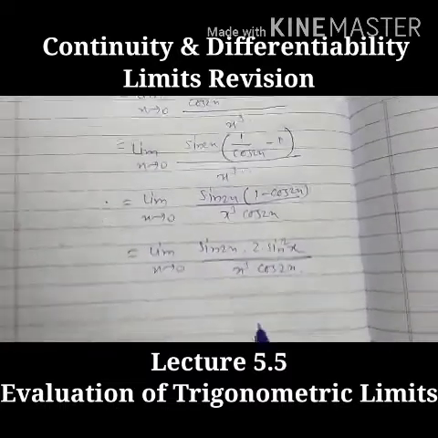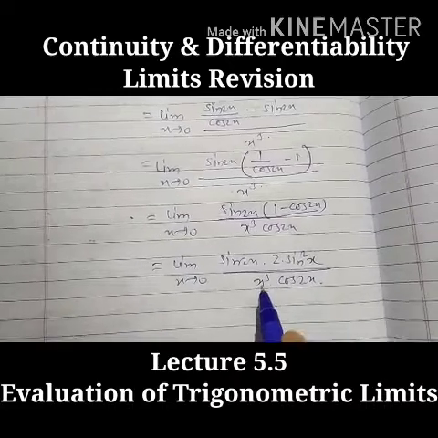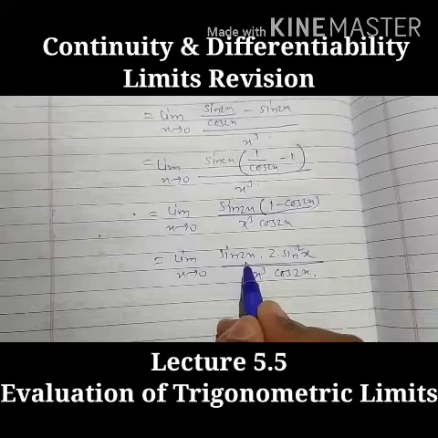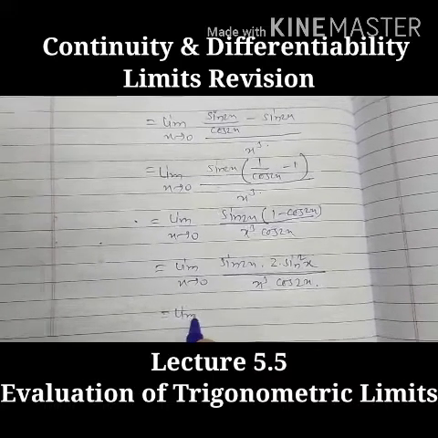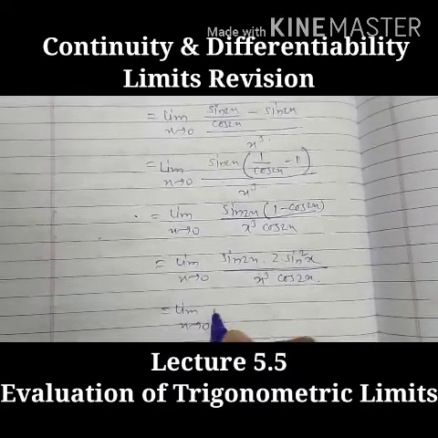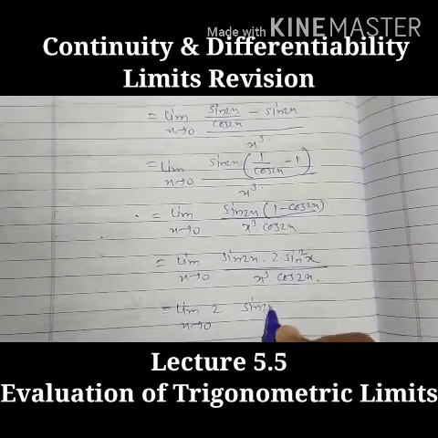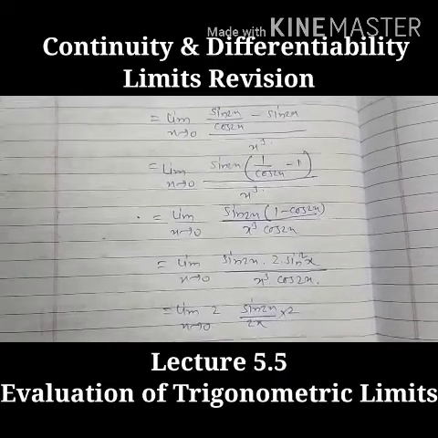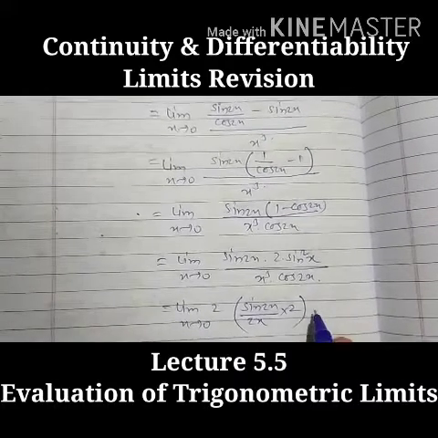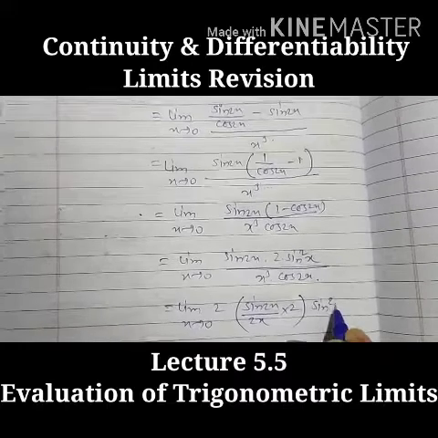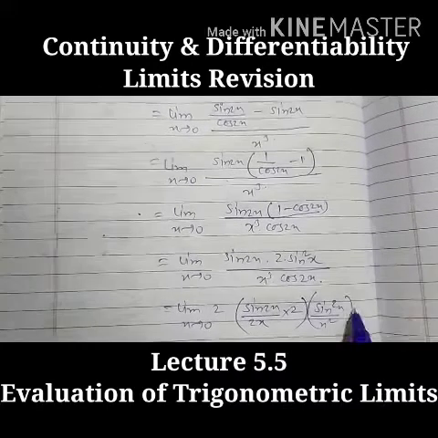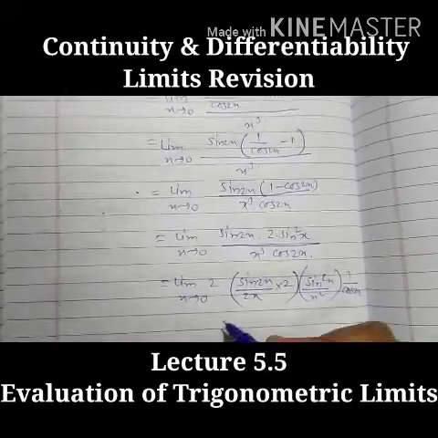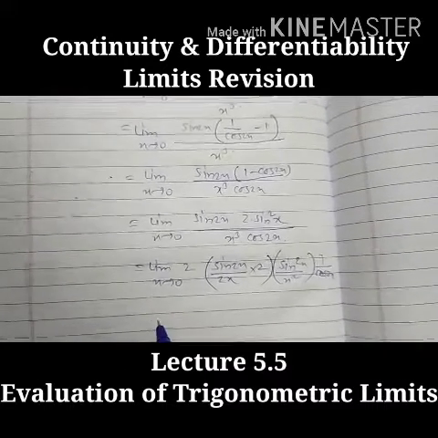Any doubt in this? Now we can split this x cube as x square into sine square x by x square, and one x we will take with this. So we are getting this as limit x tends to 0. We can write this 2 outside. So here sine 2x upon x. Okay, we need 2, so we'll multiply with 2, and sine square x upon x square into 1 upon cos 2x. Any doubt in this?